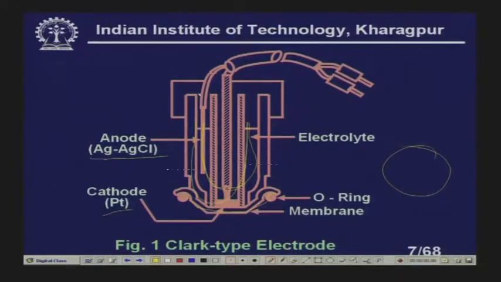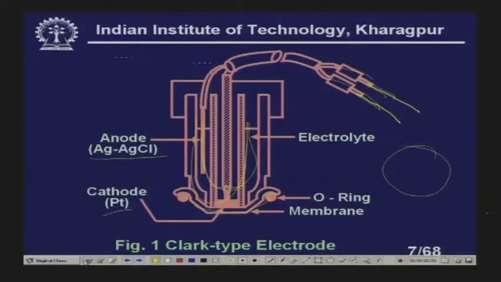So, this is the two-probe output, two wires are coming out, which are to be connected. You can see here two wires are coming out, through which I will measure the current. I will show the circuit for how we will measure that. So, this is our basic Clark type electrode.